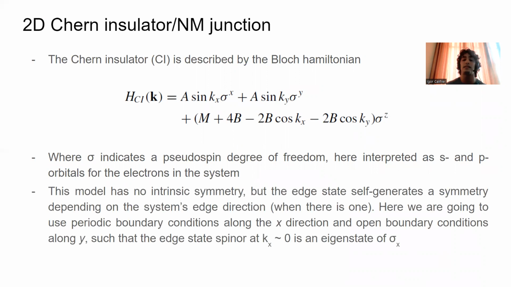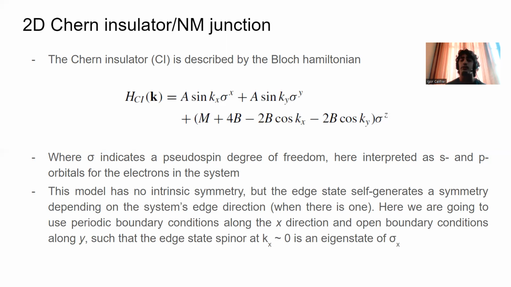This model has no intrinsic symmetry, and the edge state that appears depends on the boundary conditions that we impose upon the system. In our case, we are going to use periodic boundary conditions along the x direction and open boundary conditions along y. And the edge state is going to have a symmetry according to the x direction, meaning basically that it is going to be an eigenstate of sigma x. In other words, being an eigenstate of sigma x means that the S and P components of the edge state are going to be the same.